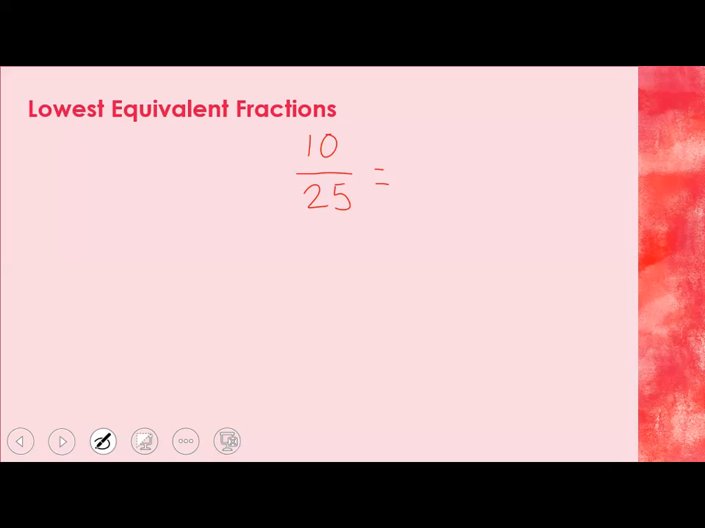Now, they can both be divided by 1, but that isn't going to help me. Can they both be divided by 2? No, they can't. Can they both be divided by 3? No, not evenly. 4? No. But 5? Oh, yes, they can. 10 divided by 5 is 2, and 25 divided by 5 is 5. Now I've got these two numbers. Can both of these numbers be divided by something other than 1? No, they can't. 2 can only be divided by 1 and 2, and 5 can't be divided by 2 because it's an odd number. So that is the lowest equivalent fraction to 10/25ths.